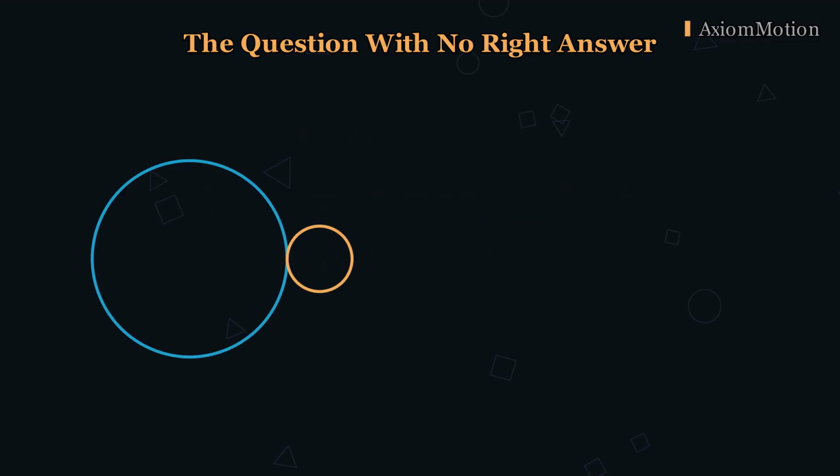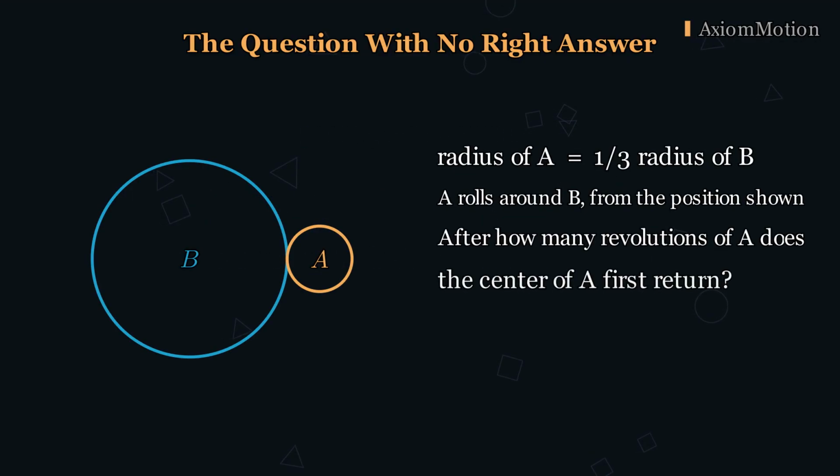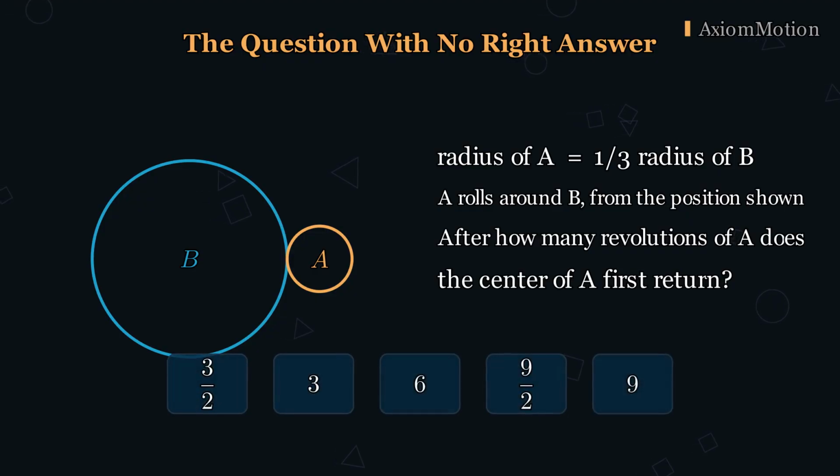In the figure above, the radius of circle A is 1/3 the radius of circle B. Starting from the position shown in the figure, circle A rolls around circle B. At the end of how many revolutions of circle A will the centre of circle A first reach its starting point? The choices were 3/2, 3, 6, 9/2, and 9. Take a moment. Pick your answer.